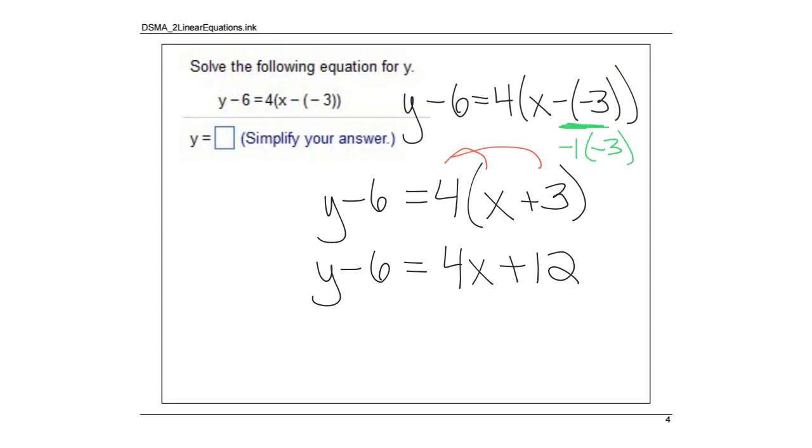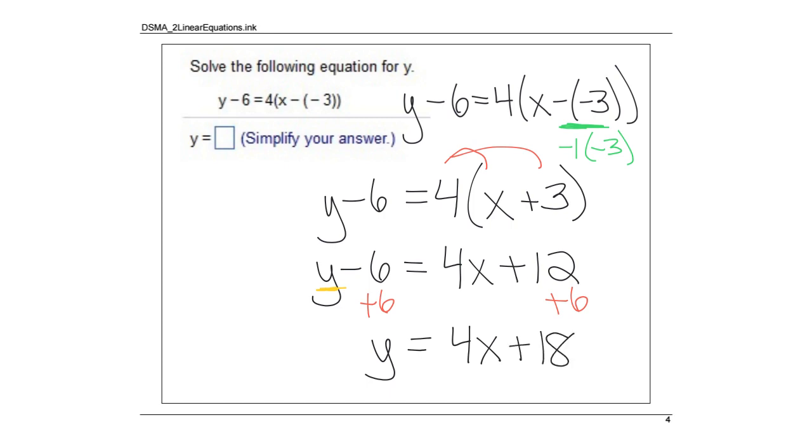Now, it's going to be tempting to bring that 4x over to the left, but we only want the y on the left-hand side. We want this to be what we call a linear equation. And so we are going to go ahead and move the 6. This is minus 6, so let's add 6 to both sides. So on this side, I just have y. That's what I want. On this side, I have 4x plus 18.